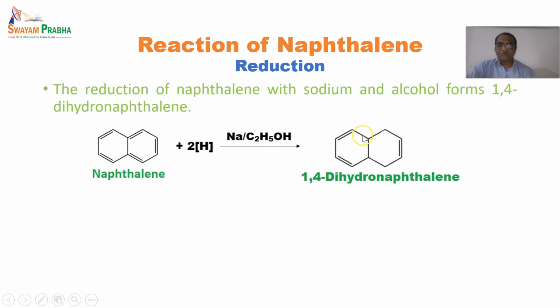So 1,4-dihydronaphthalene, it is because, as we have seen in the case of IUPAC nomenclature, at first position and fourth position, it has been reduced and now has 2 hydrogens, as this bond has been reduced, or these pi electrons are being converted to a sigma bond, and the hydrogen has been added at the 1 and 4 positions. So that is why it is dihydro.